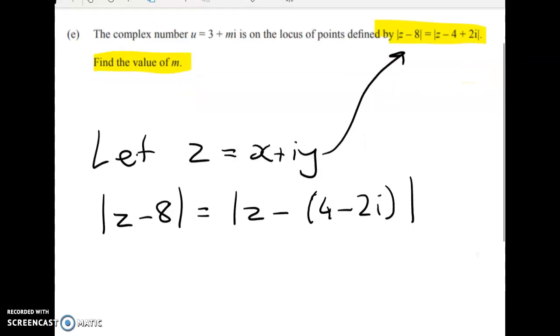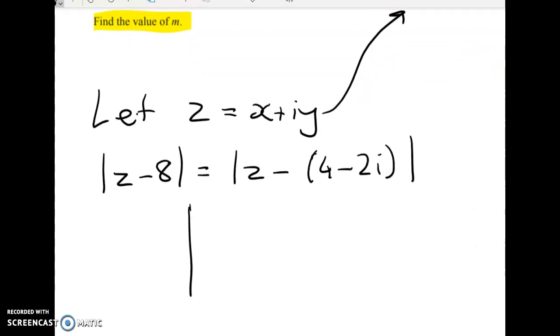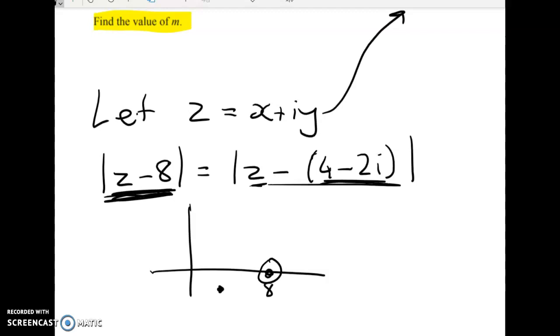This is going to be the equation of a perpendicular bisector. Right? So graphically what we've got here is the point 8 here, and the point 4 minus 2i will be about like this. So this is saying the distance between the point and this one, and the distance between the point and this one has to be equal. So the midpoint of that is on the locus, and so is the rest of it.